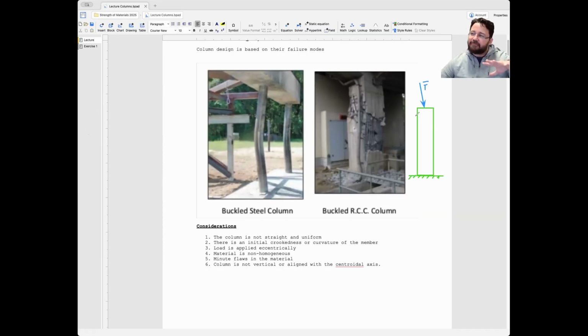it is not straight, or the shape of the column, when they were building things, was something like this. Exaggerating, yeah? So it was not a beautiful straight line. So then there is crookedness, meaning that it's already bent a little bit, deformed a little bit. There is another thing: the load is applied eccentrically.